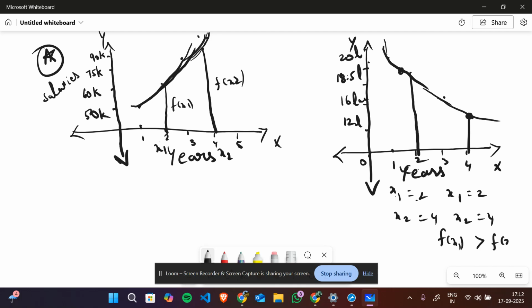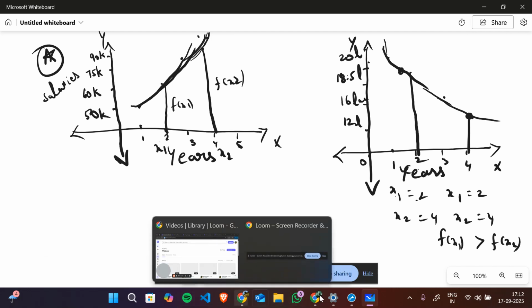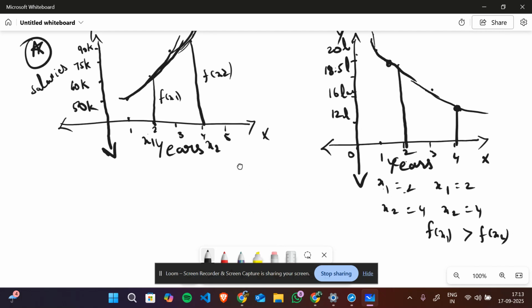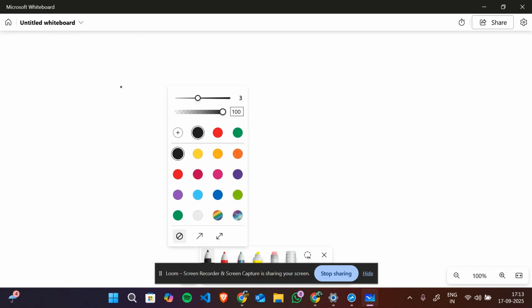Now I hope all the students could understand the meaning of increasing and decreasing functions after the real life examples. Now, there are certain functions which are neither increasing nor decreasing. Which functions are neither decreasing nor increasing? One small and simple example: consider y or f of x equal to sin x for all x belongs to R. This is a topic of grade 12.